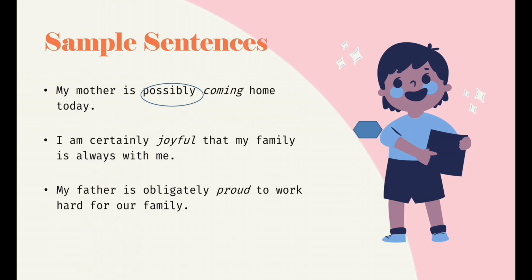Second, I am certainly joyful that my family is always with me. The modal adverb in the sentence is certainly. And lastly, my father is obligately proud to work hard for our family. And the modal adverb in the sentence is obligately.